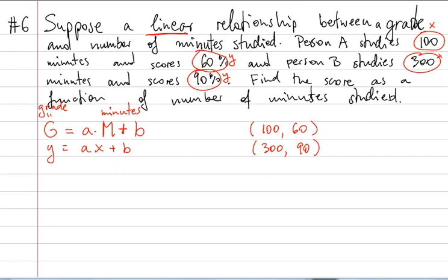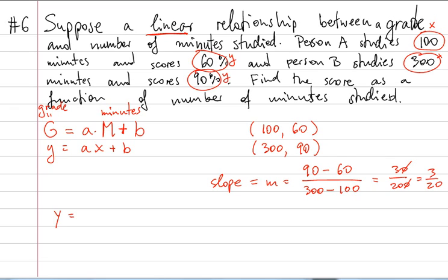So in order to find the equation of a line through 2 points, we compute slope, and that's rise over run. So we have 90 minus 60 divided by 300 minus 100. So 30 over 200. So 3 over 20. And we can just leave it as that, 3 over 20. And then we write down the equation of a line through 2 points. So we have y minus y1 equals m times x minus x1. So y minus 60 equals 3 over 20 times x minus 100.